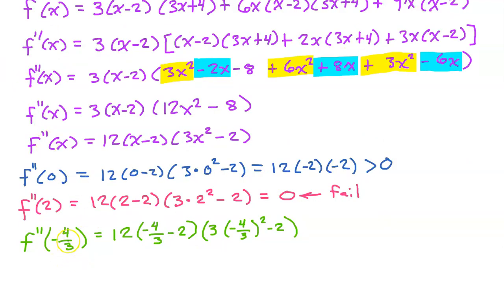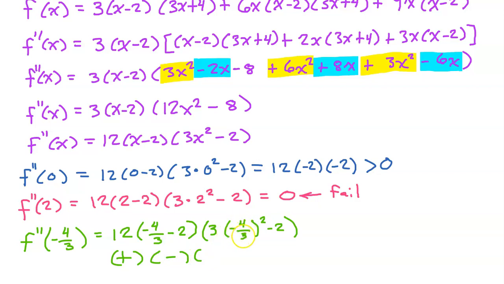So here I have plugged negative 4 over 3 into f double prime, right where the x goes. So I'm getting this. I don't actually need to simplify this. All I care about is what the signs are. So notice that we have this 12, which is positive. And then we have a negative number, and then we're subtracting, so that's going to be a negative.